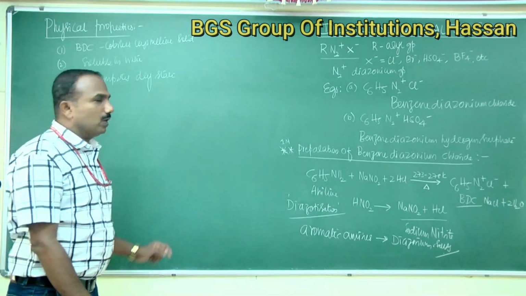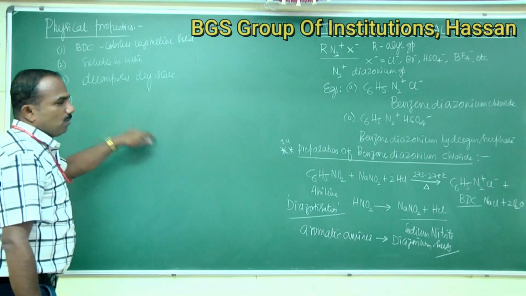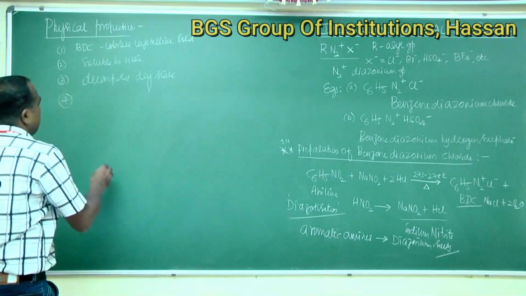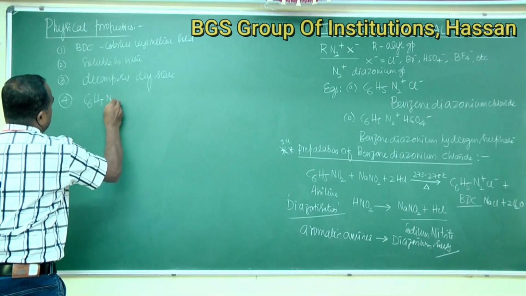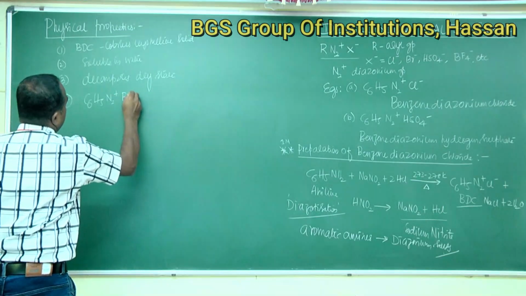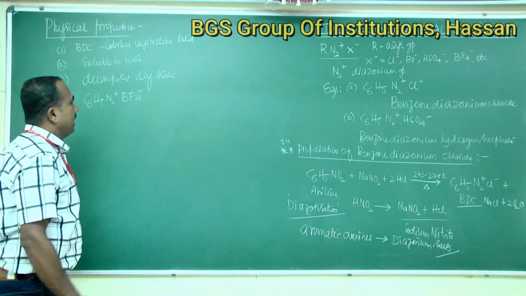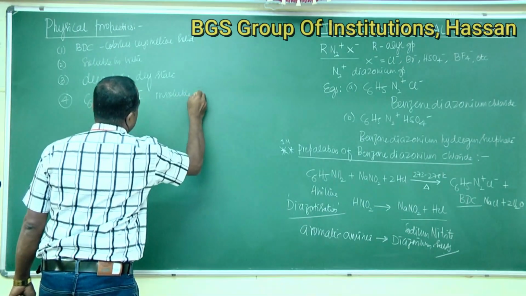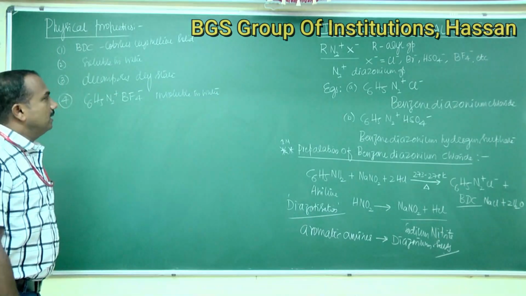Next, fourth one, benzene diazonium fluoroborate, C6H5N2 plus BF4 minus. Benzene diazonium fluoroborate is insoluble in water at room temperature.